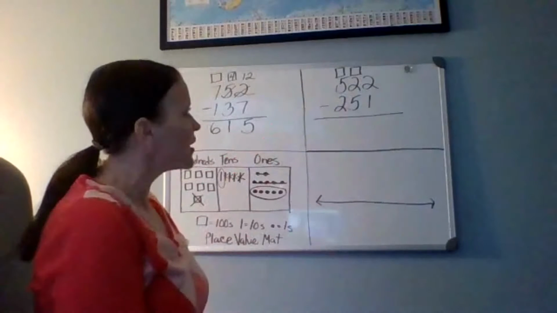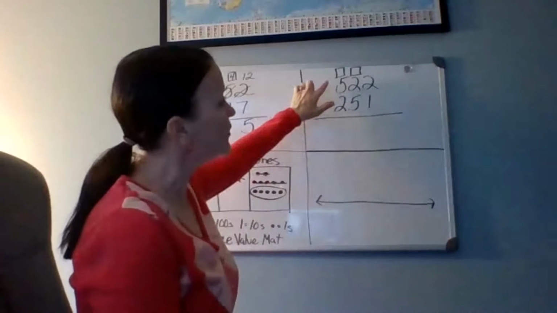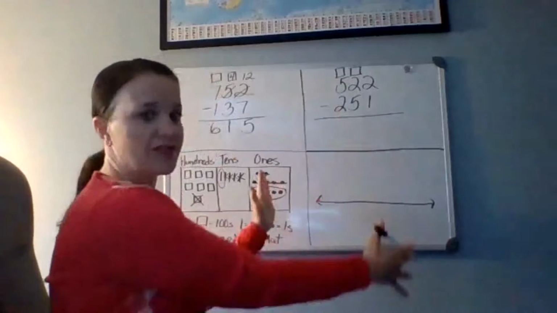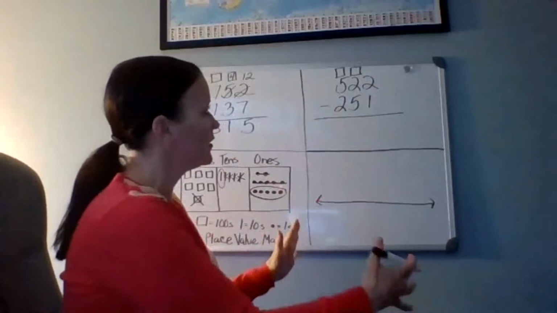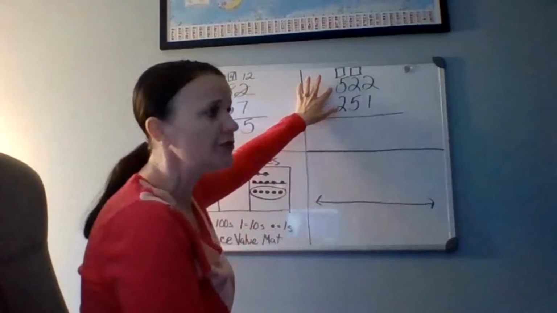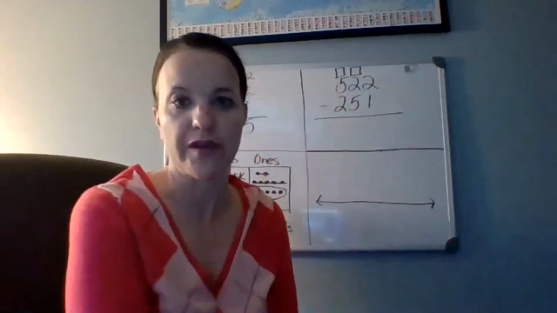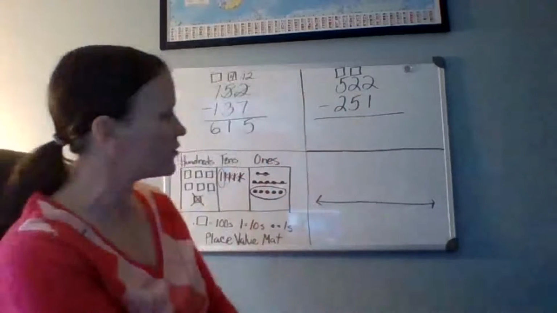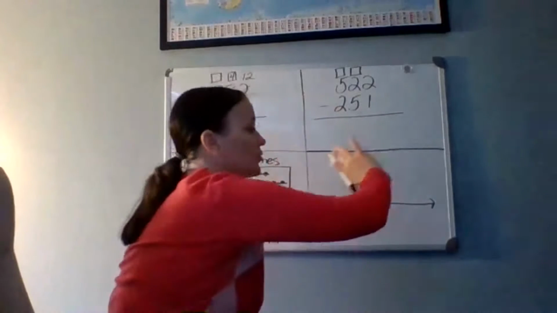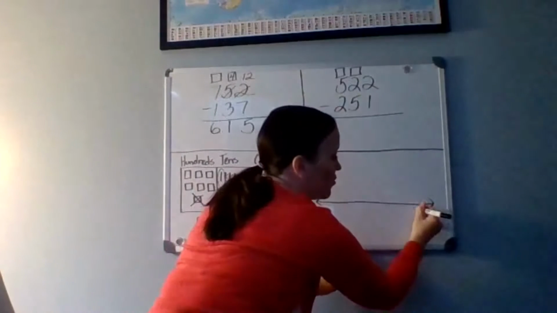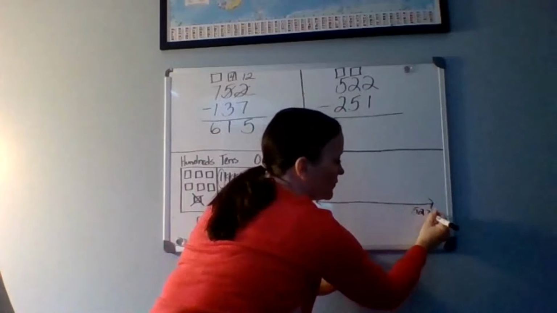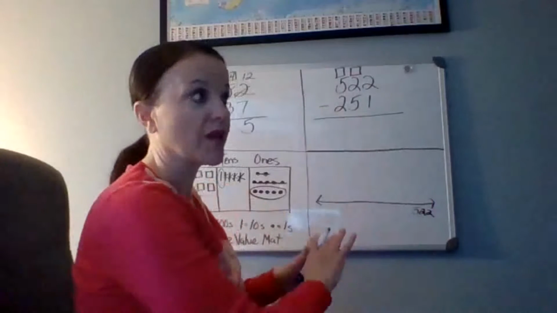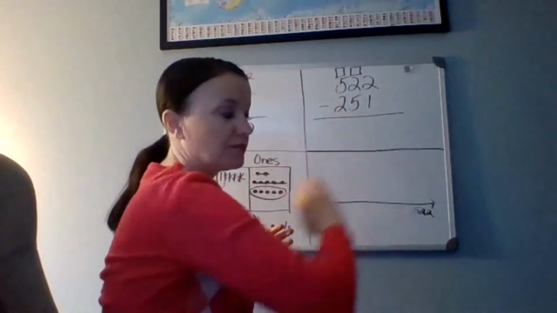All right, so if I need to subtract 251 from 522, where do I start on that open number line? Am I going to start with the 522 or the 251? What do you think? I'm going to start with the higher number, 522, and it's going to go down this way on my open number line. Because it's the higher number, it's on the right, that's where the higher numbers go that way.